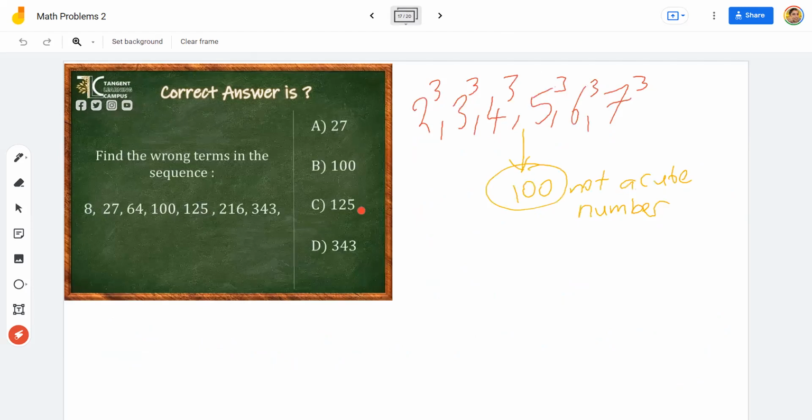In the second question, it's about a sequence, and one number is not matching the pattern. If we look carefully, we realize that this is a cube number, another cube number, another cube number. So here we wrote it in detail. 100 is not a cube number, so 100 is the wrong term.